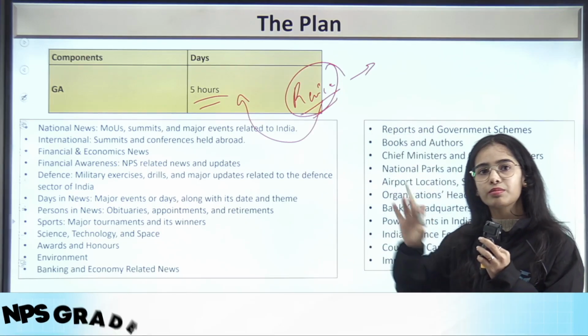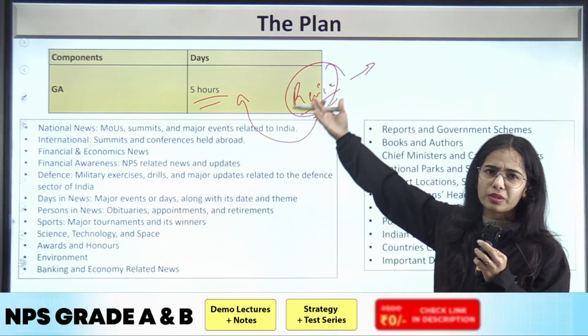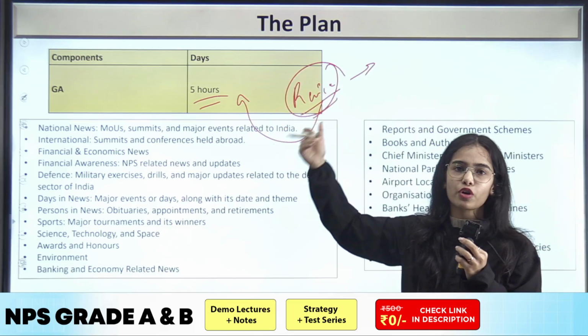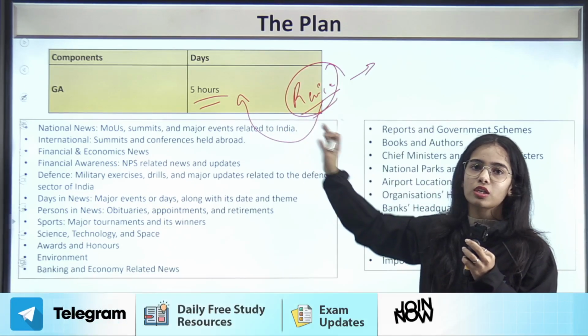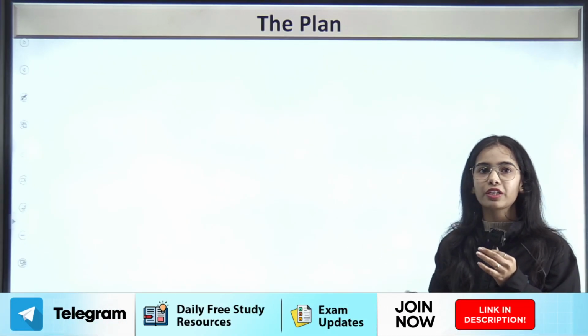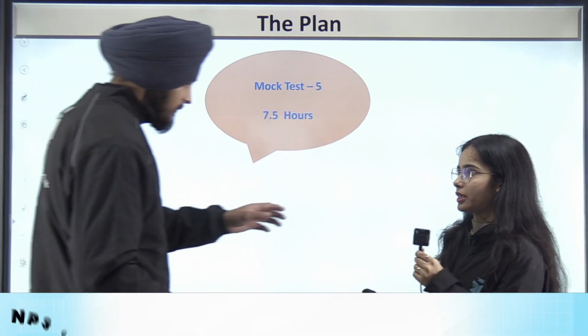Okay, so 5 hours are given. If you have a good level of preparation for reasoning and quant, you can give more time to GA. Now let me invite Jaskaran sir to discuss the mock.